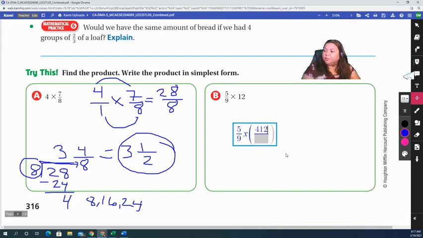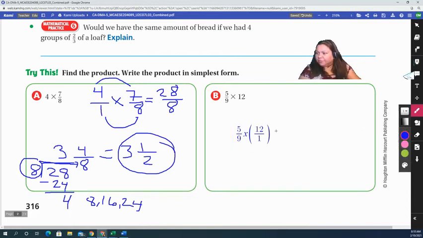So we're putting our whole number, rewriting it as a fraction. Remember that you do that by putting it over 1. Okay? 12 with the denominator of 1. That 12 over 1 is the same as 12. So now I'm going to multiply. And when I multiply, I'm multiplying the numerator with the numerator, the denominator with the denominator. So 5 times 12 is equal to 60. And then 9 times 1 is equal to 9.